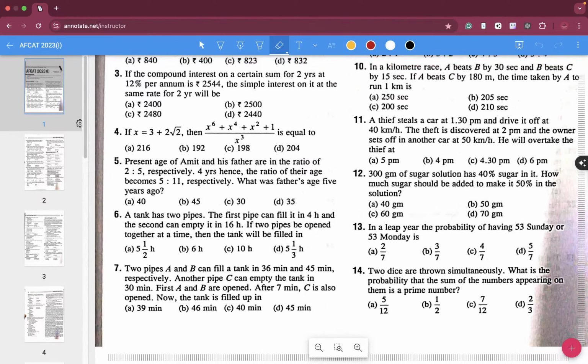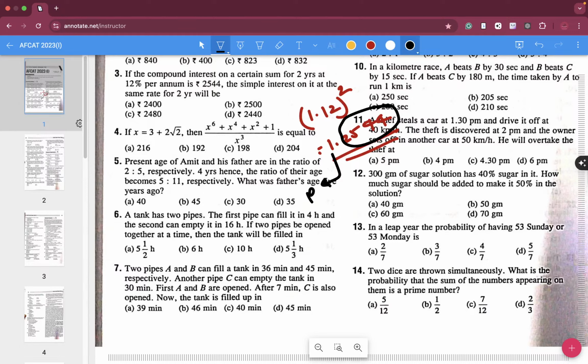If the compound interest on a certain sum for 2 years at 12% per annum, over here is how much? 1.2544. So it is 1.12, this is the multiplying factor whole square. We don't know what is the principal. If you solve for this, I have done this calculation, this number comes out to be like this. You know this value is your compound interest and this value is your principal.